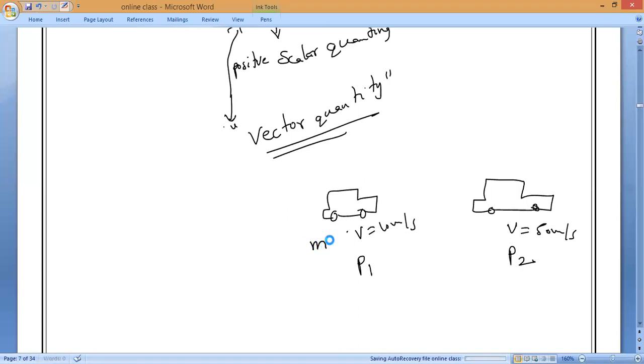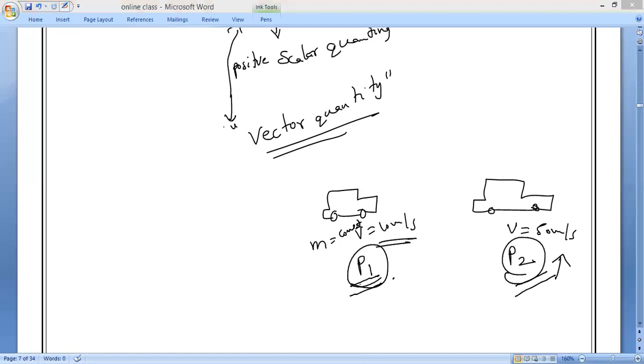But mass remains constant. So velocity increases, and momentum also increases. The same body has different velocities, so we can calculate momentum at the first velocity and momentum at the second velocity. Is it okay, everybody? That is what you have to remember. So this is what momentum is.